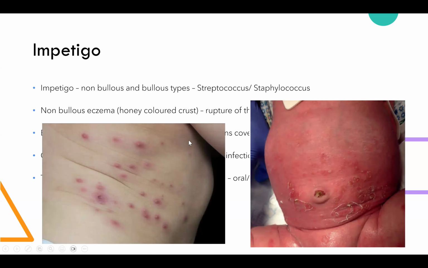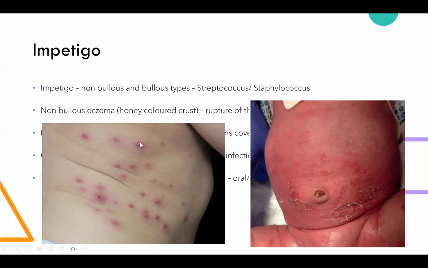We have already seen that a bulla is a fluid-containing vesicle that is more than 0.5 cm. Since it is very superficial, it can be eroded often, and it usually presents with scale. So the primary lesion would have been a bulla, which has now eroded to form ulcers. This is a bullous type of impetigo, and this is usually caused by staphylococcus.